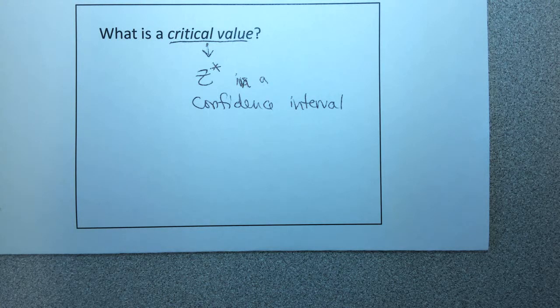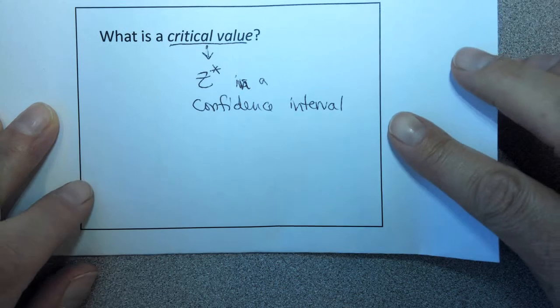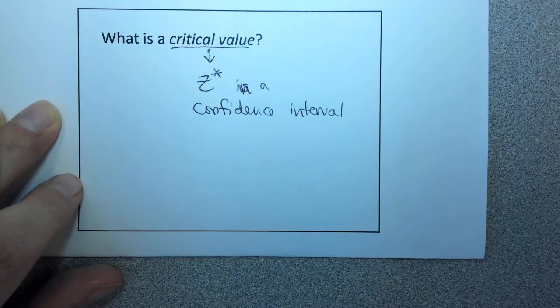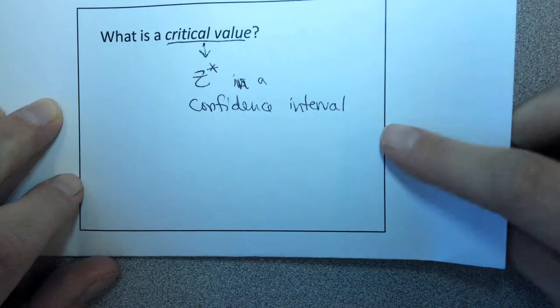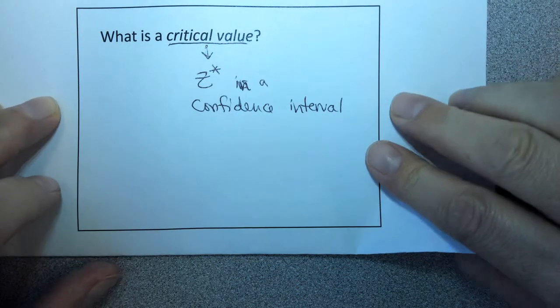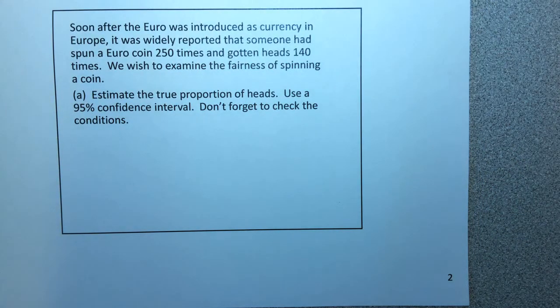Well, that has a connection to the alpha level of a test. So we want to see what that connection is. In order to see that, we're going to start with an actual scenario and compute a confidence interval. A little bit of review never hurts. So here we go. A confidence interval question.